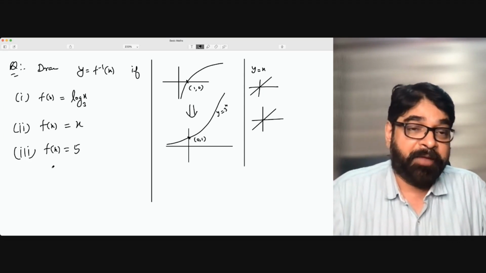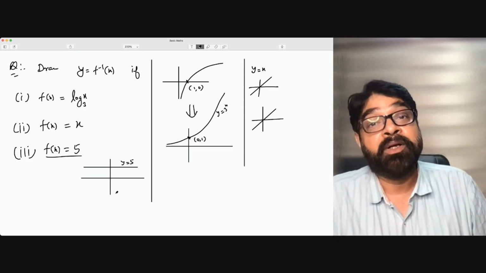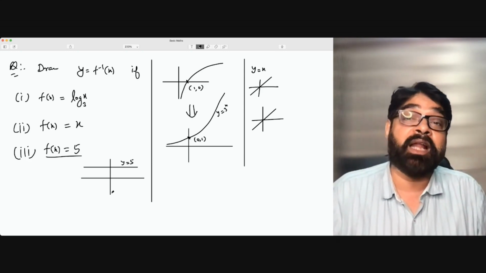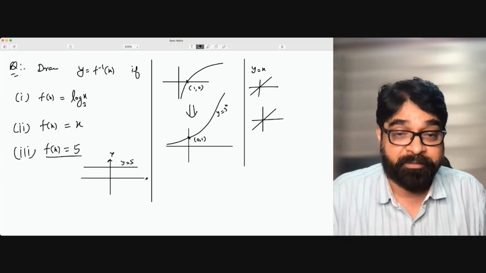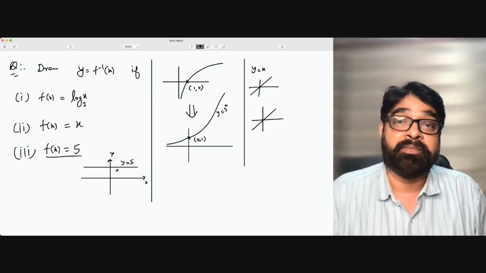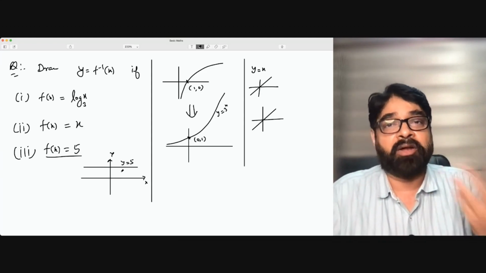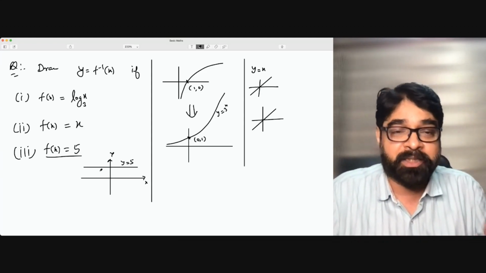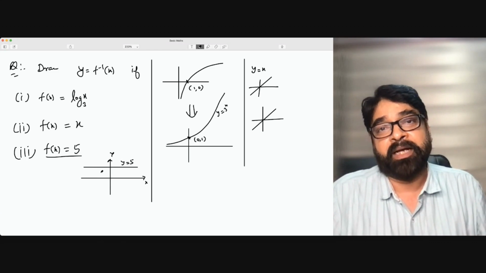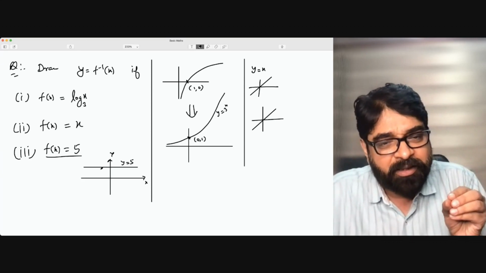The last one is very interesting. F x equal to 5. The f x equal to 5 graph means y equal to 5. This is y equal to 5. What I said to you as the first step: select the portion where the graph is either strictly increasing or strictly decreasing. But there is a problem. This graph is neither increasing nor decreasing. It's neither going up nor coming down. So 100%, this is neither increasing nor decreasing, which means this is not a one-one function at all. This is not one-one.